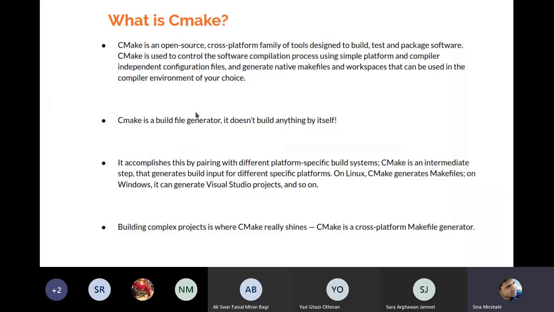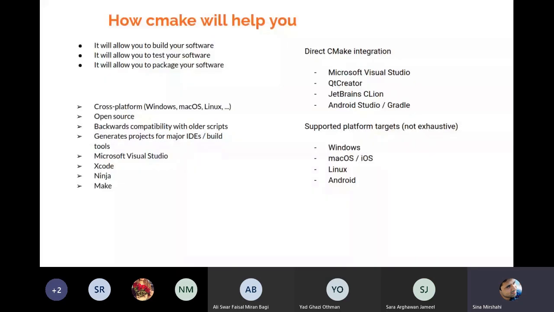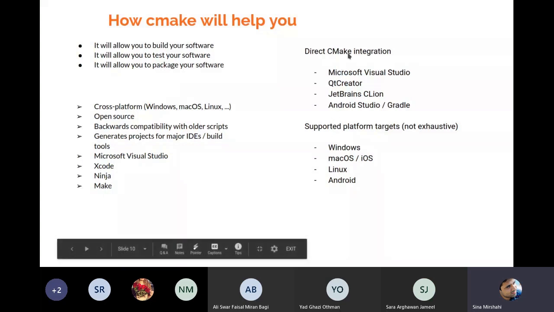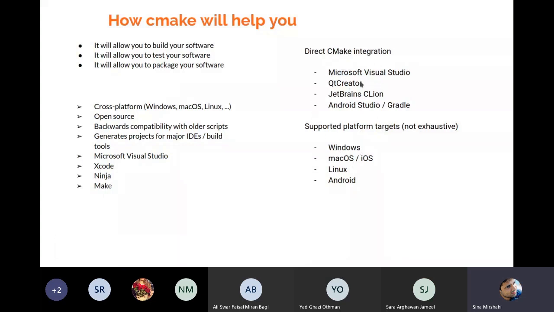Actually, CMake is a building automation tool, which I already told you. How can CMake help you? It allows you to build your software. It allows you to test your software. It allows you to package your software. It's open source. It supports Microsoft Visual Studio, which I know you are using. It supports Xcode if you are, let's say, a Mac OS developer. It supports Make. It creates a Makefile if you are a Linux developer. And many of the IDEs have it pre-installed on their own. I will show you later.